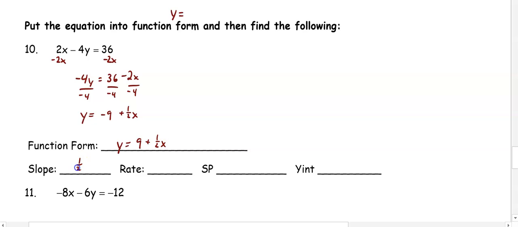So our slope and rate are going to be 1/2. Our starting point and y-intercept are going to be at 0, negative 9.